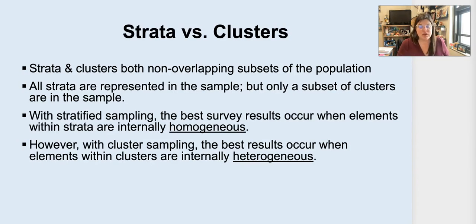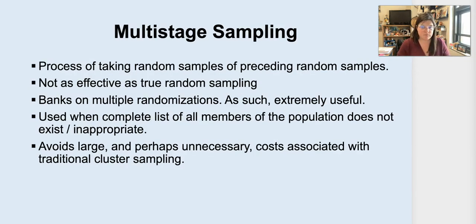Strata and clusters are both non-overlapping subsets of the population. Strata are represented in the sample, but only a subset of clusters is. So we want to think about what this looks like across all stages. Multi-stage sampling is a process of taking random samples of preceding random samples.